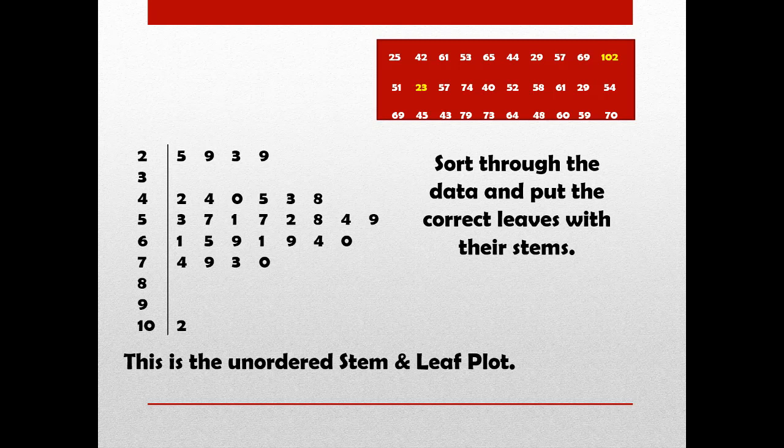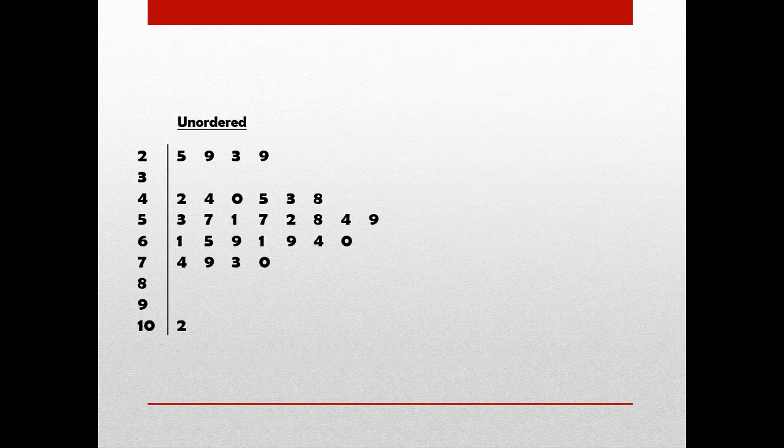Why is it unordered? Well, because when you look at the leaves, they are not in numeric order. They don't go from smallest to largest. So one of the things that we want to be able to do is create an ordered stem and leaf plot. To create an ordered stem and leaf plot, we're going to rearrange each row of that stem and leaf plot to put those numbers in numerical order. So for instance, the top row that is currently 5, 9, 3, 9, we go from smallest to largest, so that would be 3, 5, 9, 9, if we put it in order.